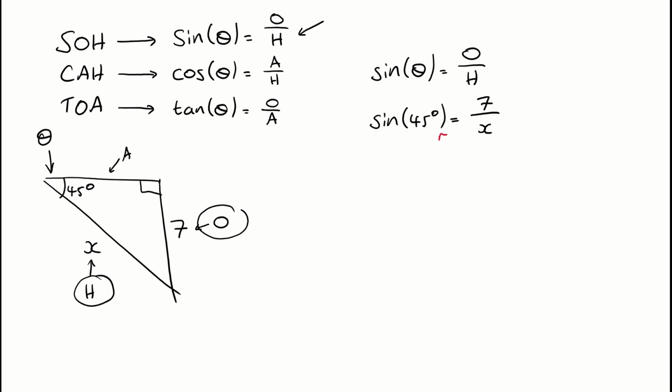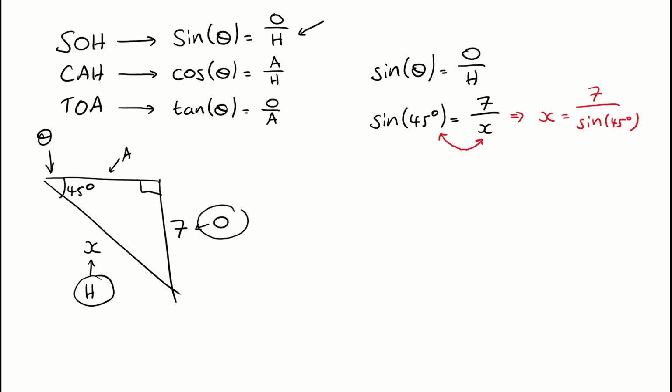The shortcut is that we can just swap the sine of 45 bit and the x around. So if we did that, we get x equals 7 divided by sine of 45 degrees. Now that's the little shortcut method, but I will go through why this works.